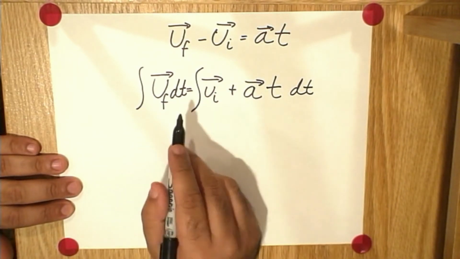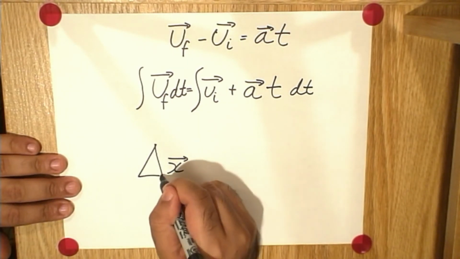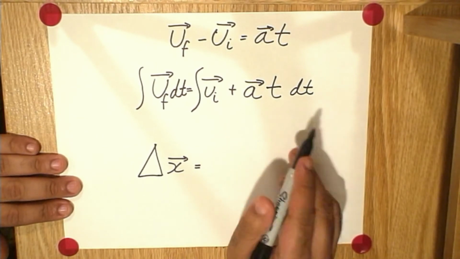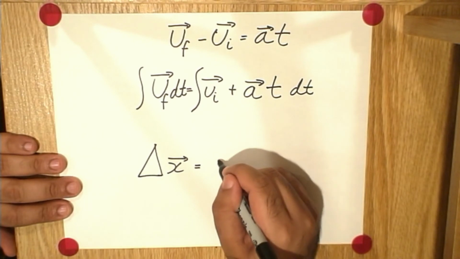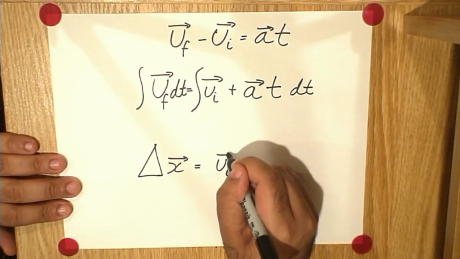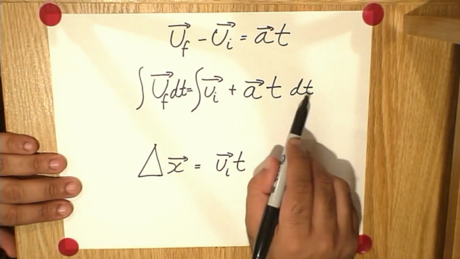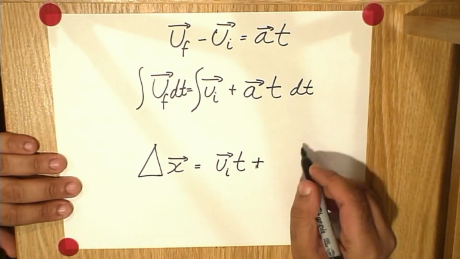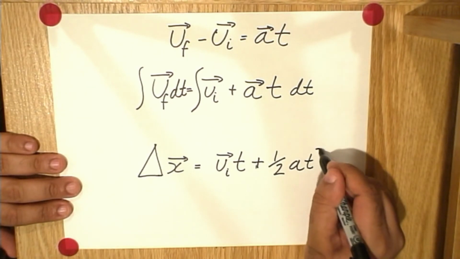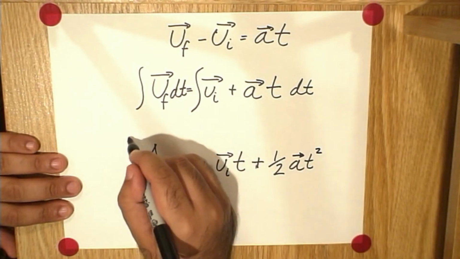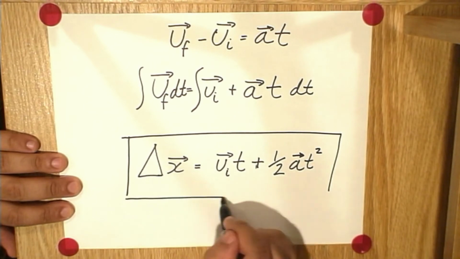Integrating velocity with respect to time will give me displacement. The integral of vi, initial velocity, with respect to time gives me vi times t. And the integral of at with respect to time is going to give me 1/2 at squared. So this is the second toolbox equation.